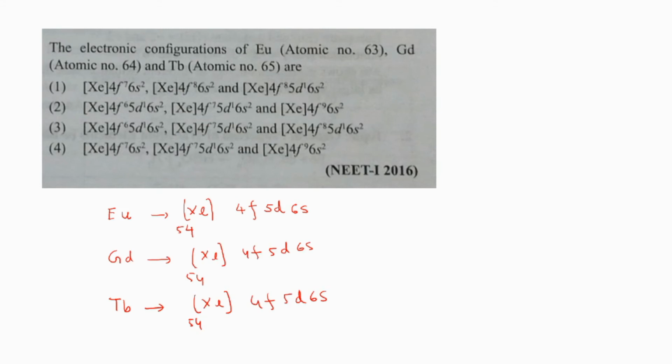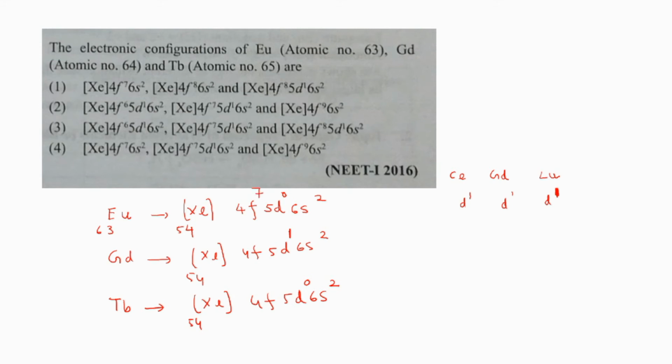Now we will have to find out the number of electrons present in the s, d and f subshells. All these elements will have 2 electrons in the s subshell. There is no change in that. Again, you should remember the first element, 7th and the 14th element, cerium, gadolinium and lutetium, will have 1 electron in the d subshell. Others will have 0 electrons. Only gadolinium will have 1 electron. Europium and terbium will have 0 electrons. How many electrons will be present in the f subshell? It will be 7 electrons.